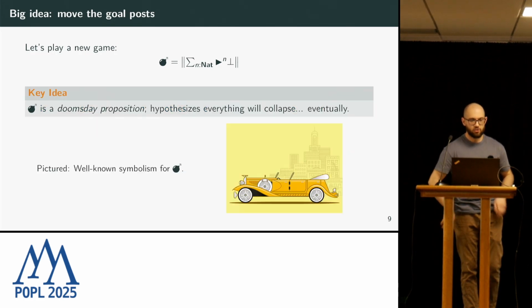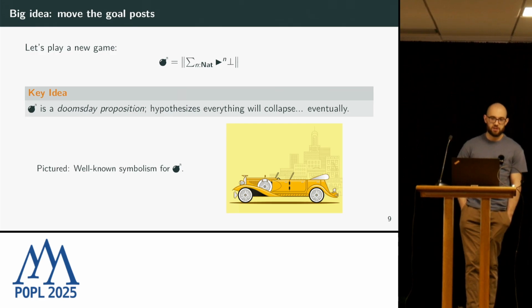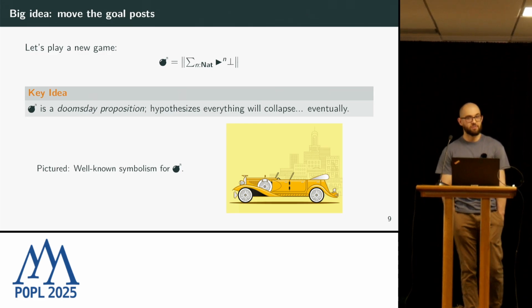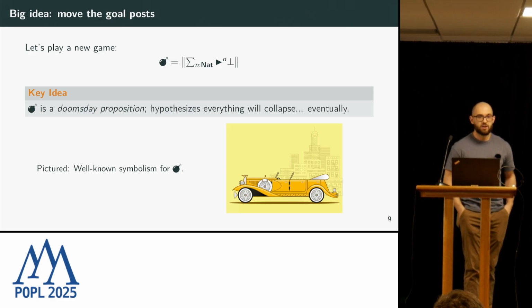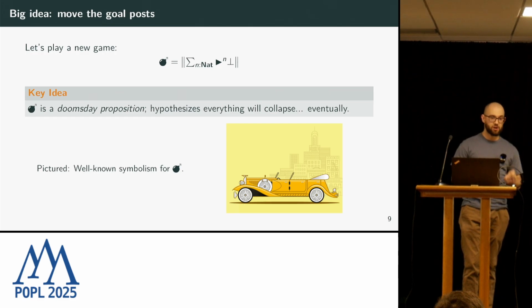All right. And so the intuition for bomb that I want us to carry forward is that it's some sort of doomsday proposition. It is the very pessimistic belief that the entire theory is about to collapse. We just don't know when yet. So when bomb is true, then eventually everything is going to fall apart at some point that we don't know yet.